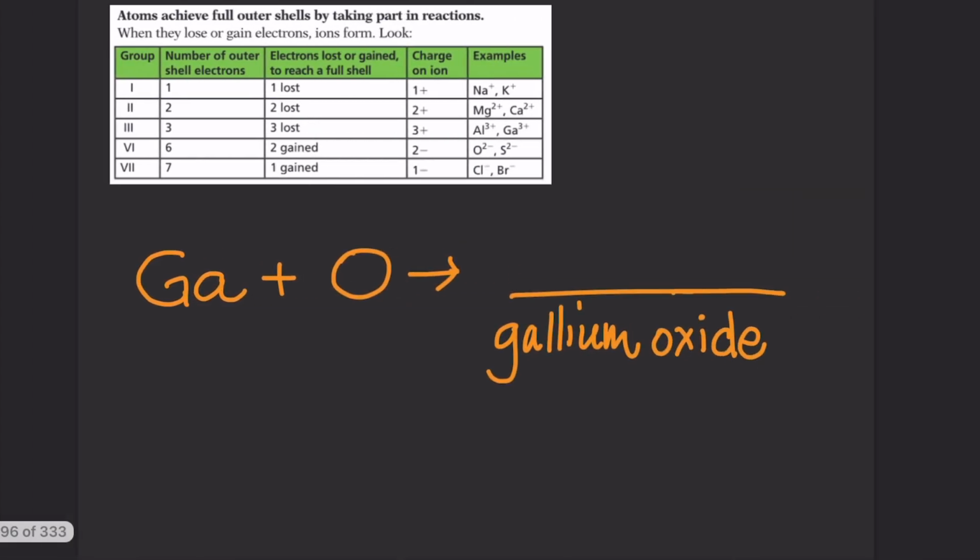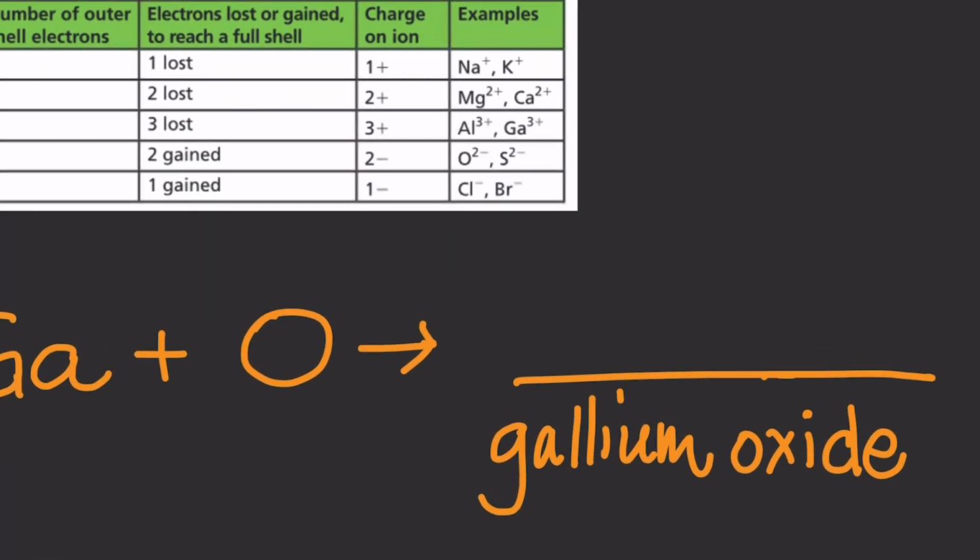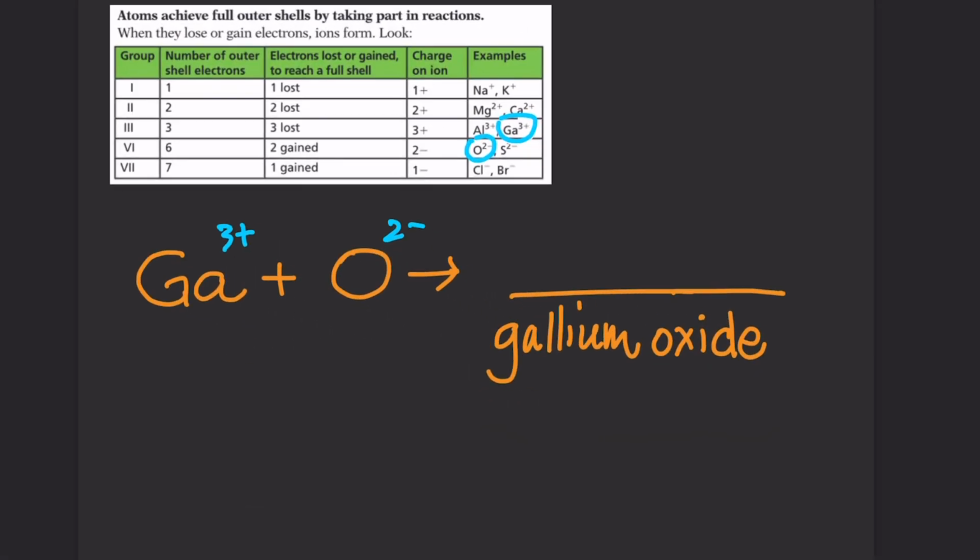Last example, gallium oxide. Now look at this one. Gallium is over here. Gallium is 3 plus and oxygen is 2 minus. So, how are we going to balance this equation? Pause the video and think about it.